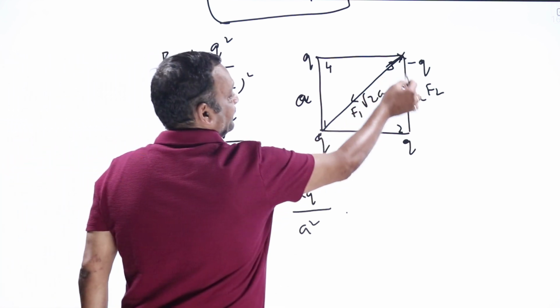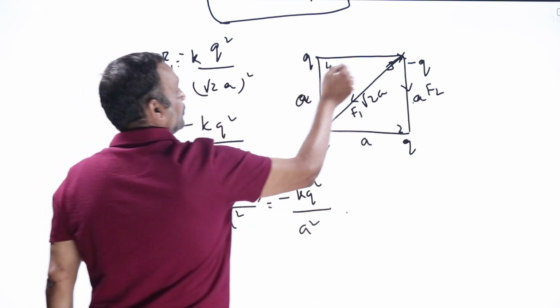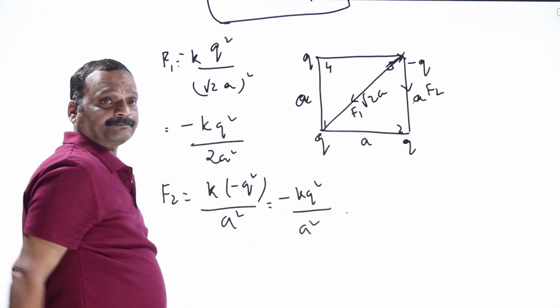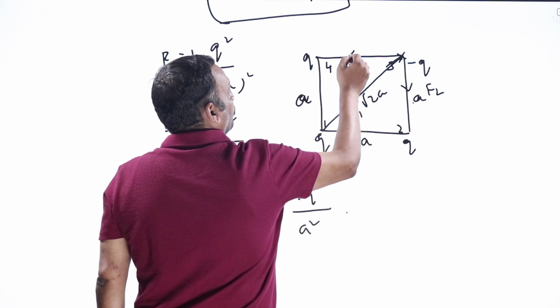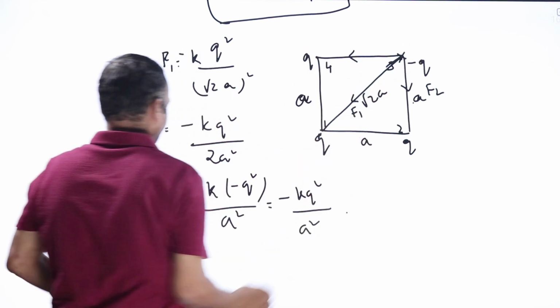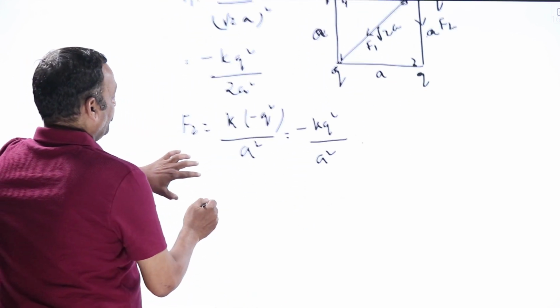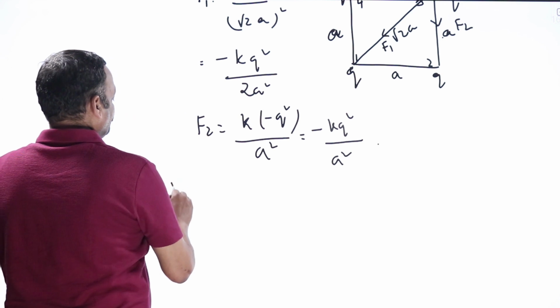F2 is acting like this. These two are attracting each other. These two are also attracting each other. These two are also attracting each other. Okay, now the force F4 due to the charge on corner 4 on this charge, we can write it as F4.